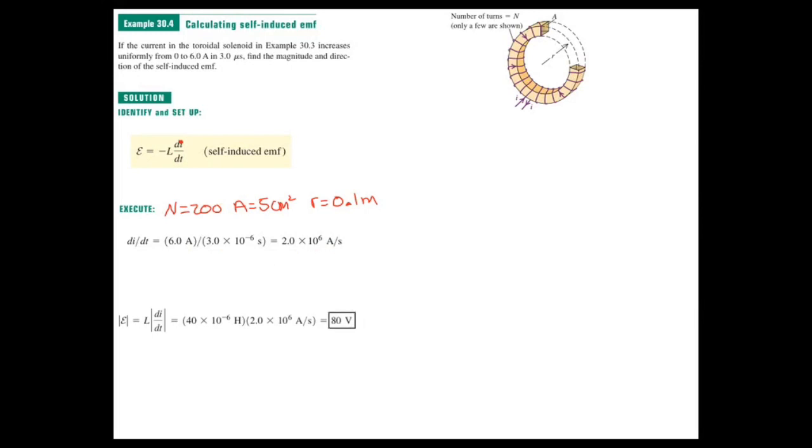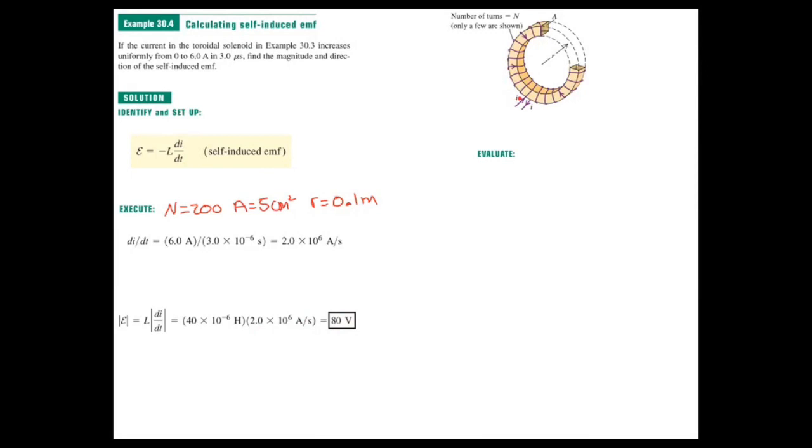Plugging into this equation for the self-inductance and just taking the absolute values, because we're not worried about the direction yet, we just want the magnitude, we multiply the inductance, which is 40 microhenries, times 2 times 10 to the 6 amps per second, and we get 80 volts.